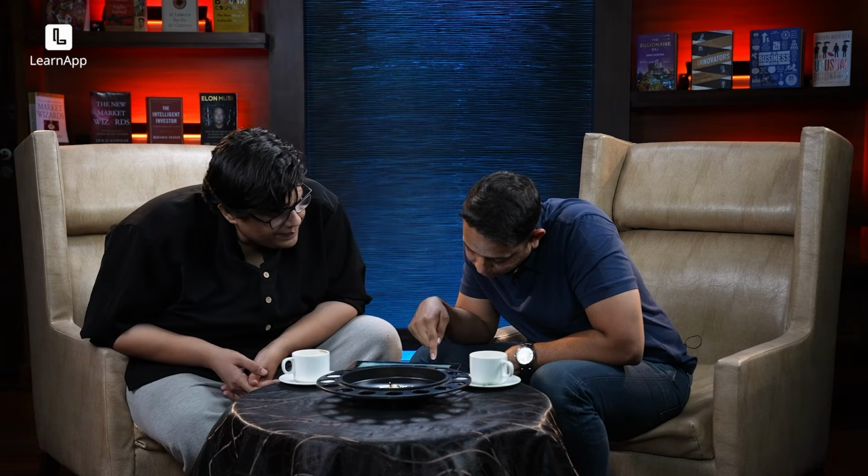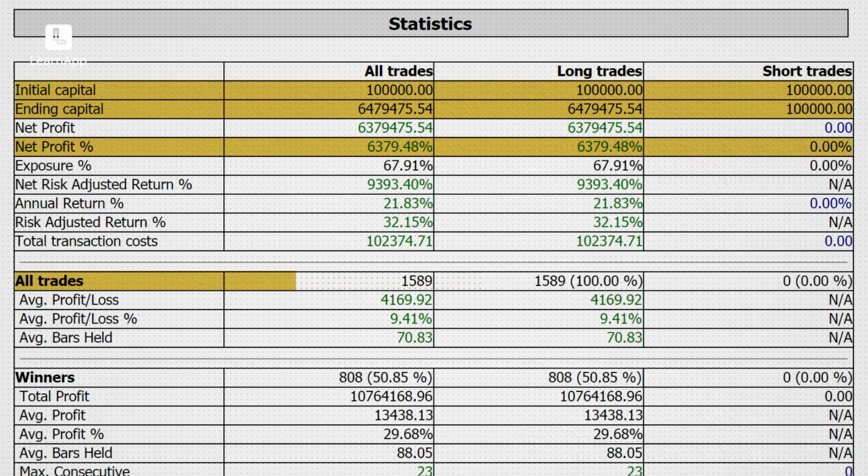Yes, how many? If we go a little lower, you can see the total trades is 1,589. Almost 1,600. So if you did 1,600 trades over 20 years, that's about 80 trades a year. Yeah. Then you would get a 6,000% return. It's a decent sample size. It's not over a bunch of stocks. It's over almost 1,600 trades.